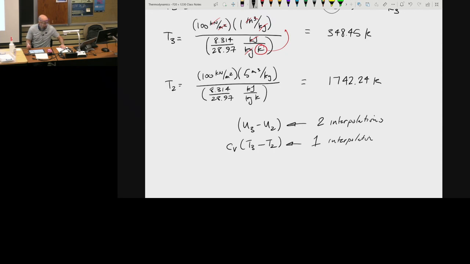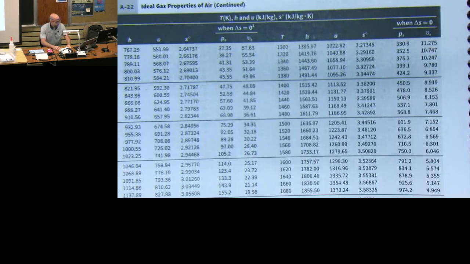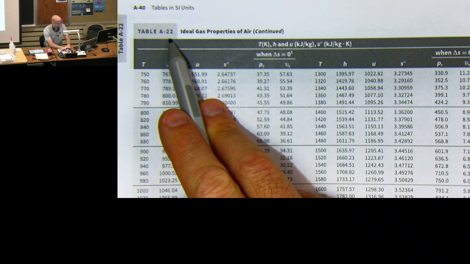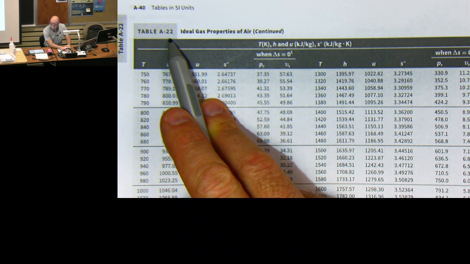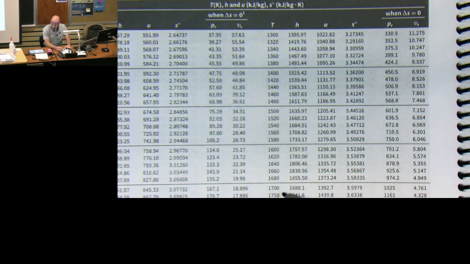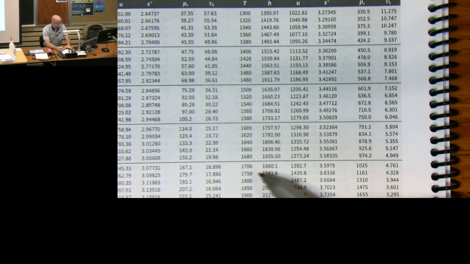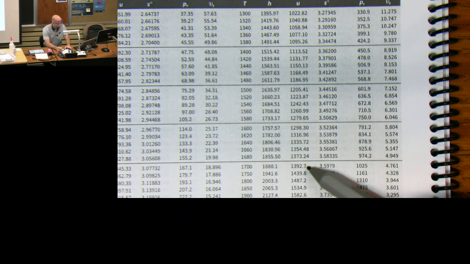So what I'm going to do here is go over to the document camera, and go to table A22 in our SI tables, the ideal gas properties for air. I'm going to look for my temperature here, and 1742 is between these two numbers, so I'm going to have to interpolate between them to get my value. Now, I'm going to skip this step this morning. I'm going to give you what the value is.